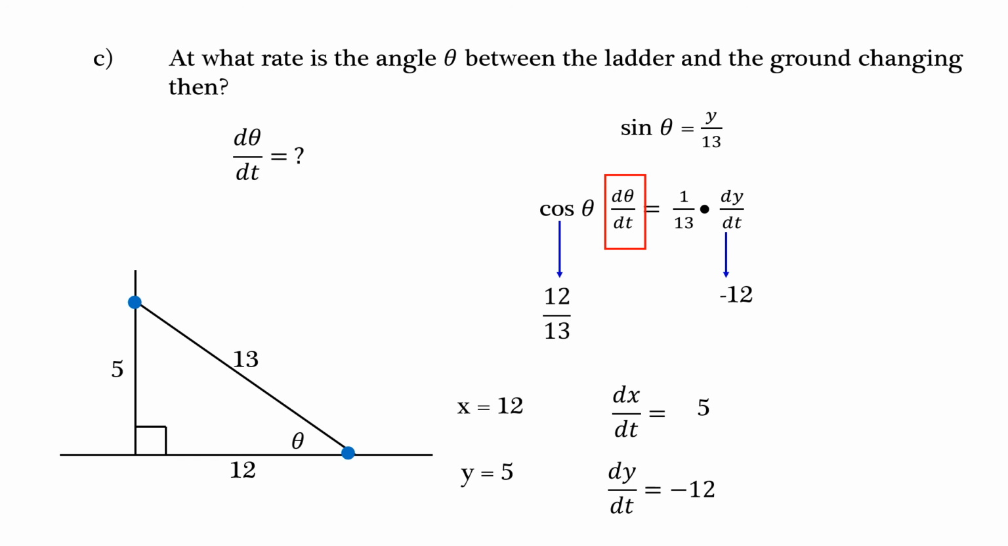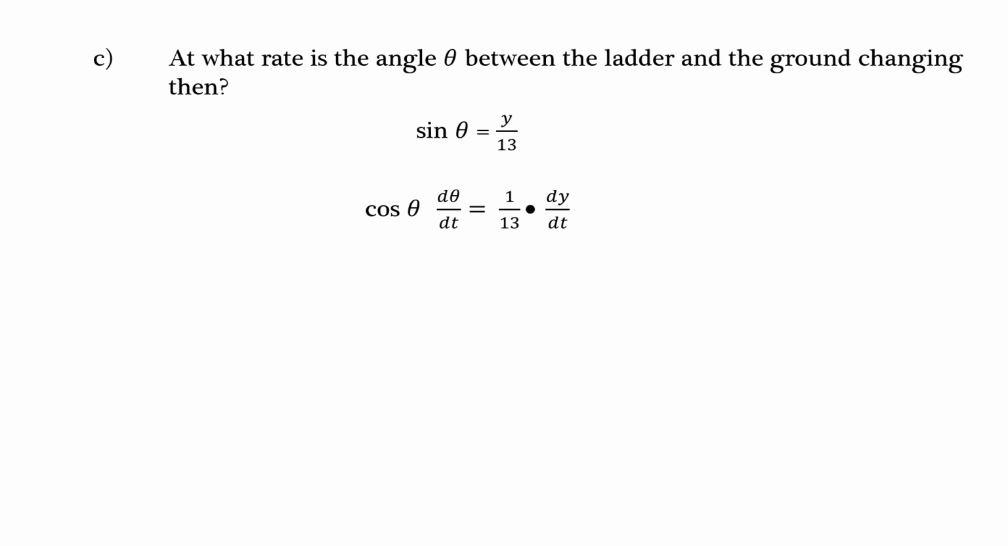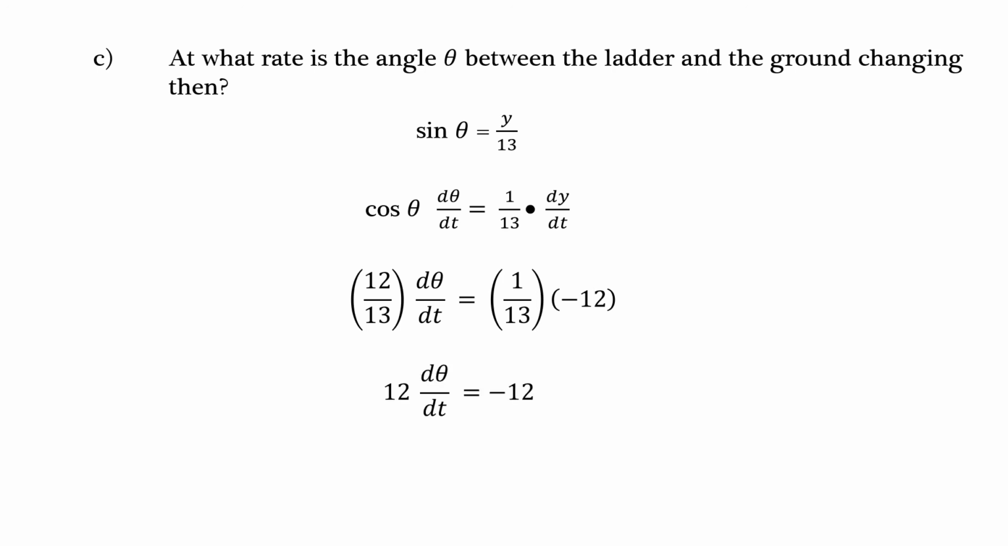So now we are ready to substitute these values into our equation. So we now have cosine theta replaced by 12 over 13 multiplied by d theta over dt, and the dy over dt is substituted with negative 12. I multiplied the left side and right side of this equation by 13. So I have 12 d theta over dt equals negative 12. Now we can divide the left side and right side of this equation by 12. So we have d theta over dt equals negative 1. So this is the rate of the angle theta with respect to time.